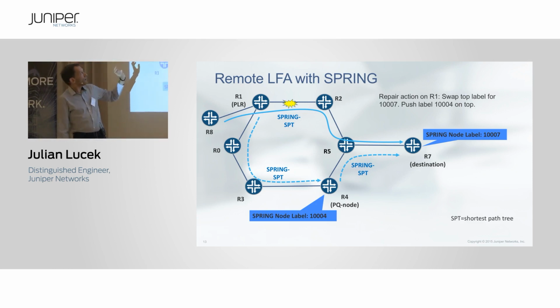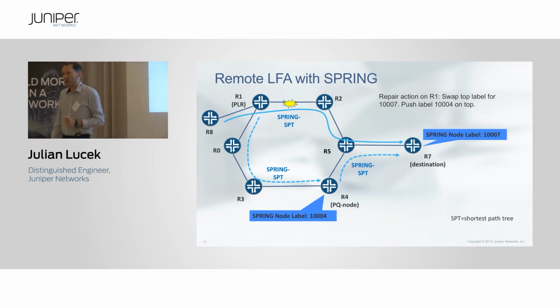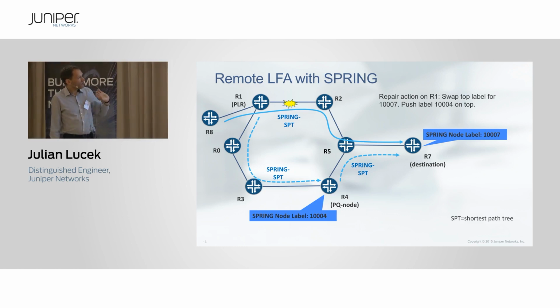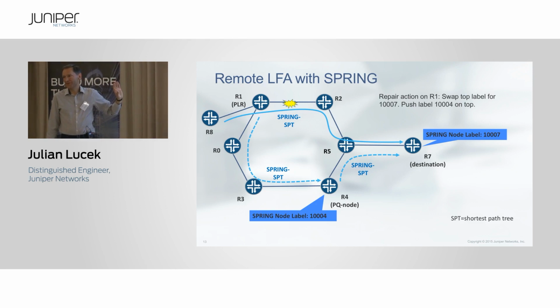Now R1, being the point of local repair, knows these label values because they're all communicated in the IGP. It calculates the label values according to the method I described in the previous slide, and so it can successfully work those out, push them onto the packet, and so you achieve sub 50 millisecond protection for your Spring traffic. Now, remote LFA, you can use it for LDP as well, but there is an interesting difference.